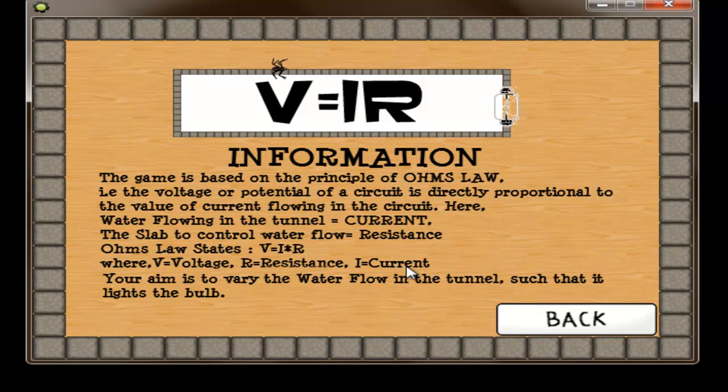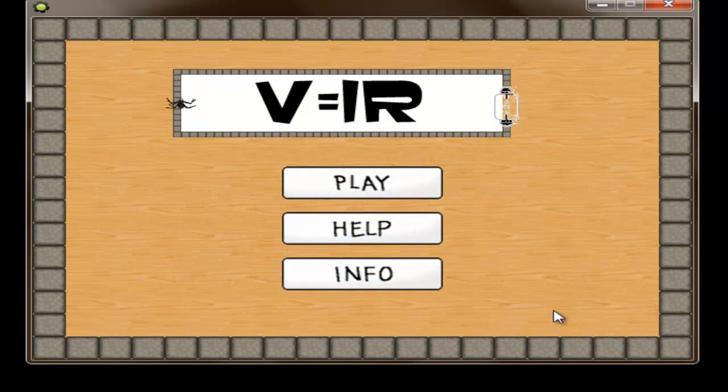The game is based on the principle of Ohm's law, that is, the voltage or potential of a circuit is directly proportional to the value of current flowing in the circuit. In our project, as I have told you earlier, the water flowing is the current, the slab to control water flow is the resistance, and Ohm's law states V equals IR. So let's check the help button.